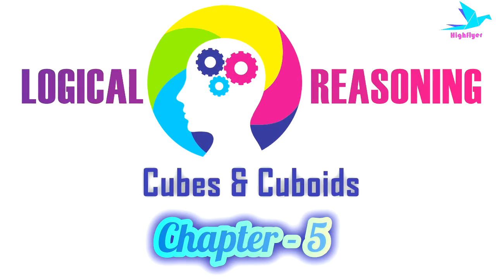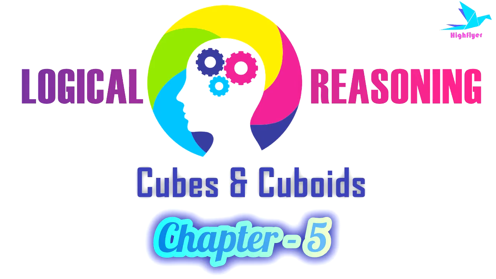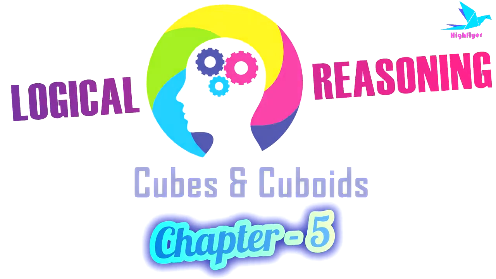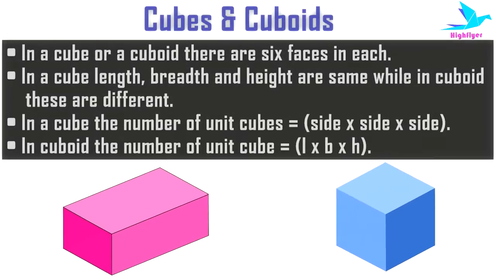Cubes and cuboids, our next chapter for logical reasoning. So before going ahead and looking at some logical problems, let's go through some concepts. In a cube or cuboid, there are 6 faces in each. In a cube, length, breadth and height are the same, while in a cuboid, these are different.